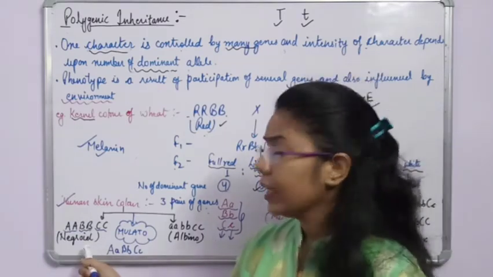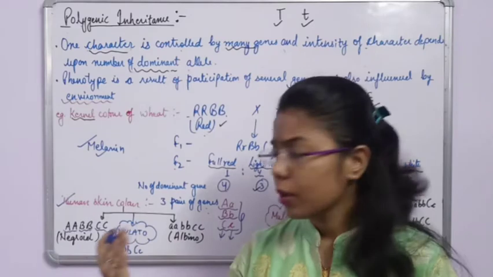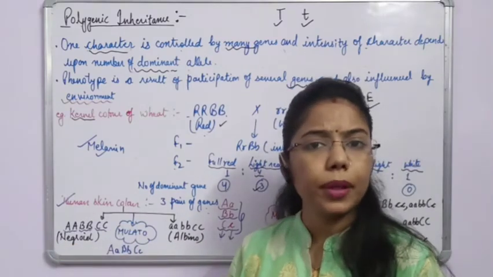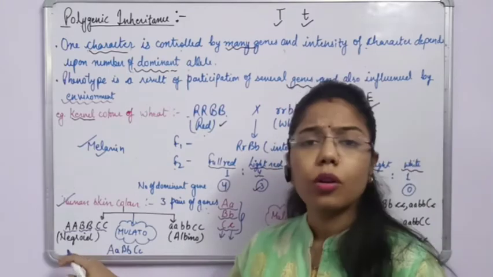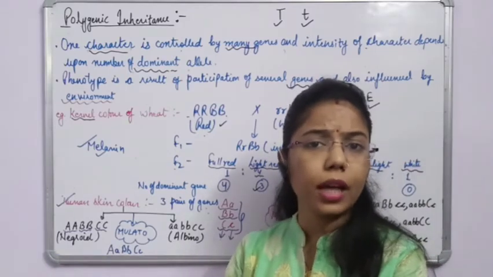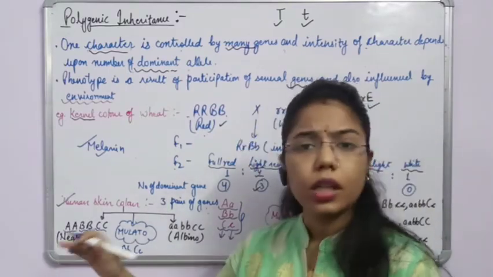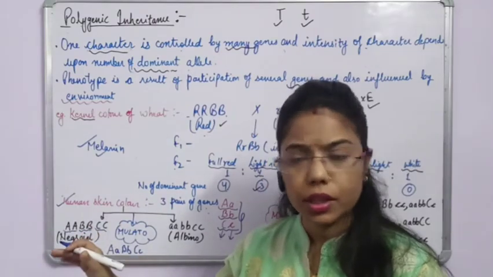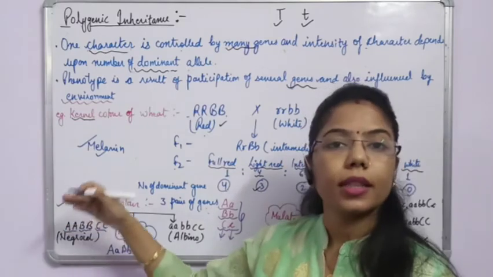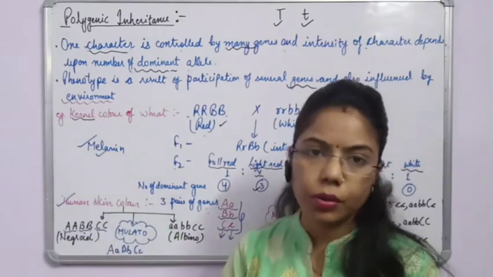It means that if melanin pigment will be more, the complexion would be dark. Have you seen the Africans? Why is their complexion dark? It is due to the dominant gene. Dark complexion is due to what? Due to the dominant gene. And if there are dominant genes, then more and more melanin pigment is produced in them.